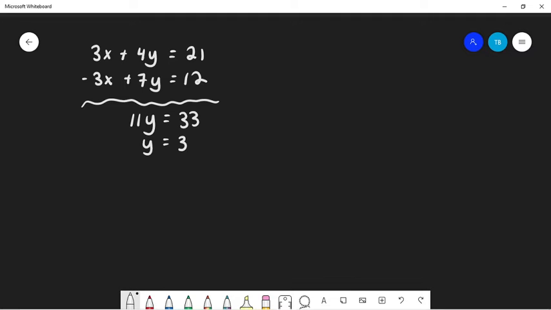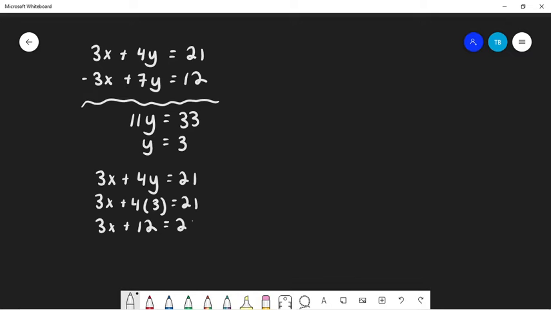And we go back, we'll retrieve one of the original equations. I am going to use the first one, and I'll rewrite it down here, 3x plus 4y equals 21. And then we'll substitute 3 for y in this equation in order to solve for x. So 3x plus 4 times 3 is equal to 21. Now we'll simplify, 3x plus 4 times 3 is 12 equals 21. Subtract 12 on both sides, 3x equals 9, and then we'll divide both sides by 3 to get x equals 3. So the solution to this system is x equals 3 and y equals 3.